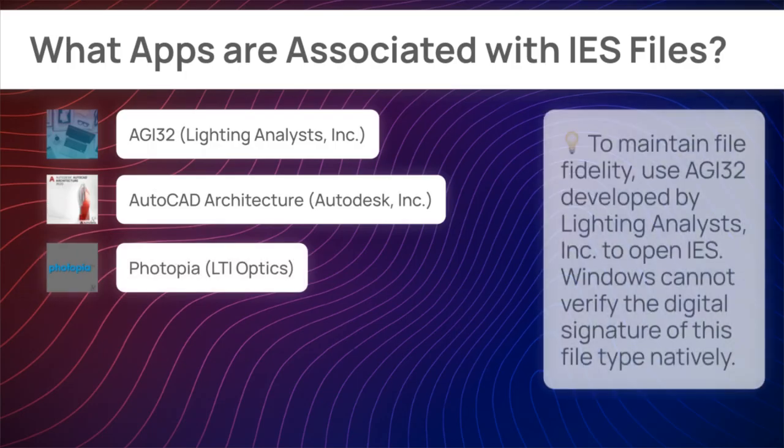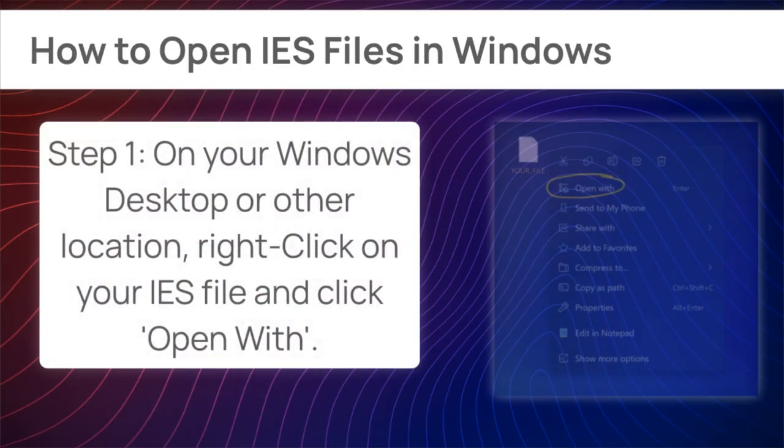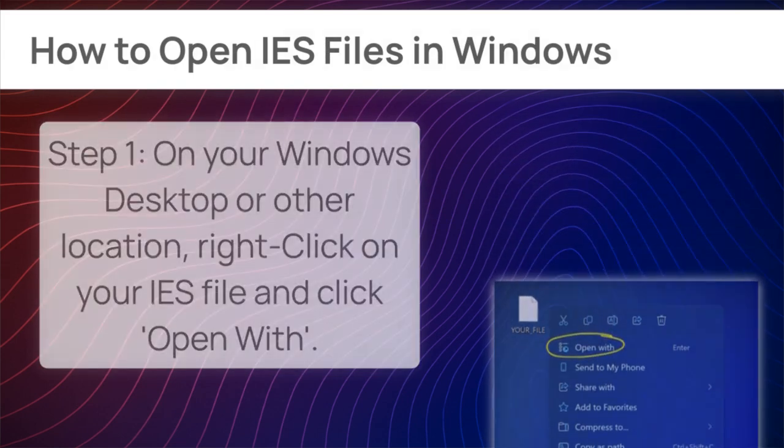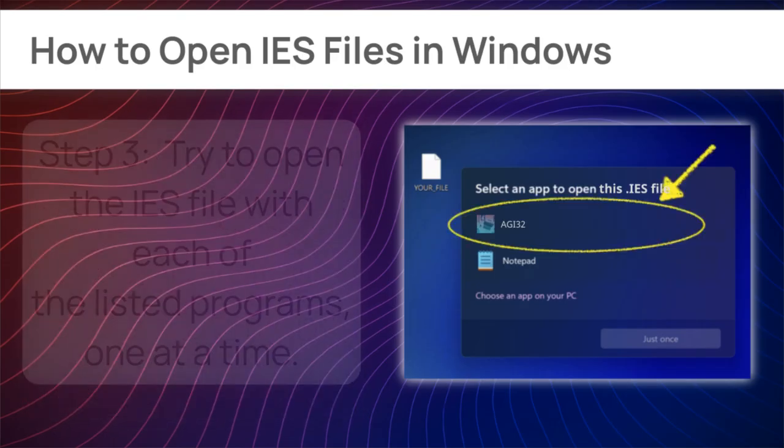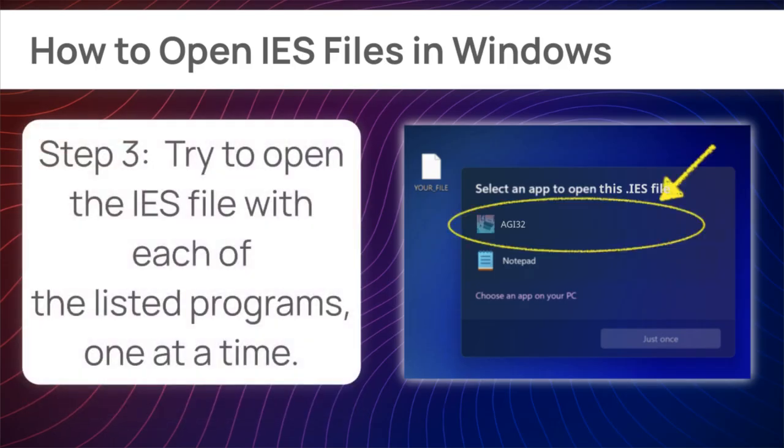Windows cannot verify the digital signature of this file type natively. Windows displays only foundational metadata, so analyzing the content requires dedicated software. We are initiating the compatibility check. Right-click your IES file and choose Open With. Your best bet is AGI32. Test it now. If it's unavailable, select another listed application to check its reading ability.